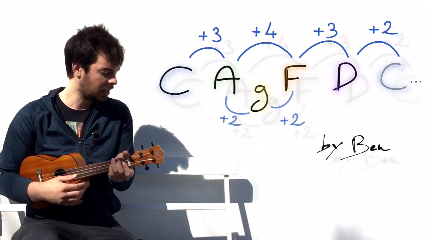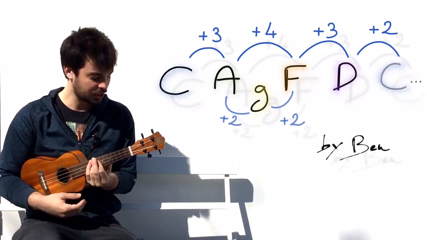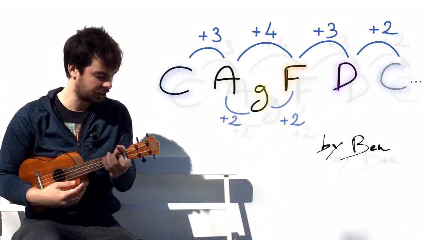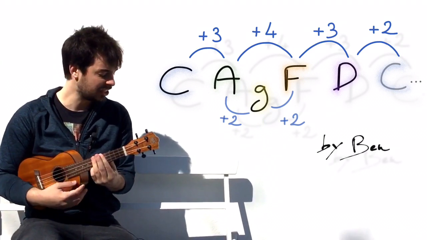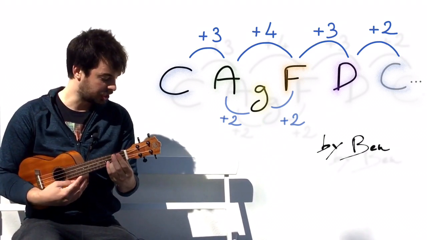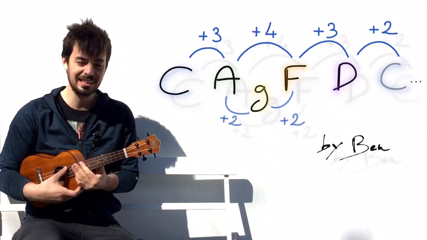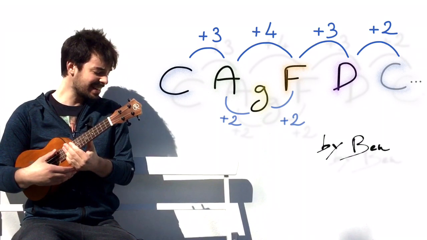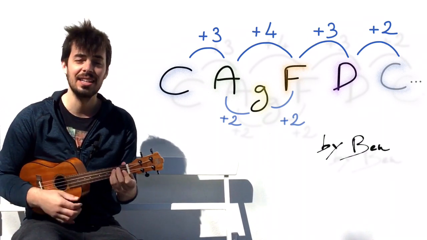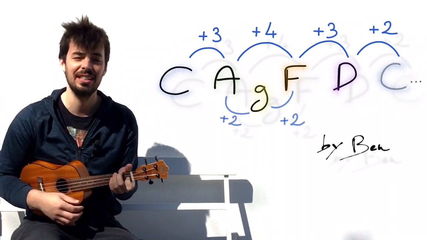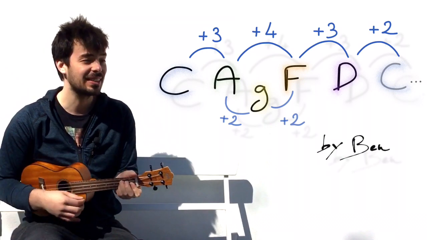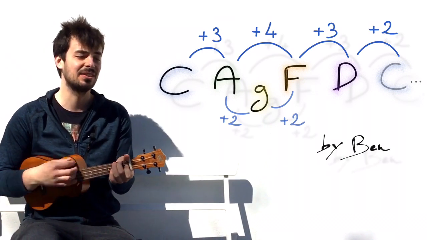Up from the A shape to the F shape, up to the D shape. Down from the C shape to the D shape, up to the C shape. And from the C shape to the A shape to the F shape, and to the D shape, up to the C shape. It is quite easy. It is quite easy.